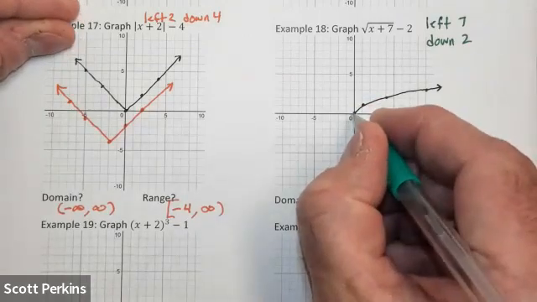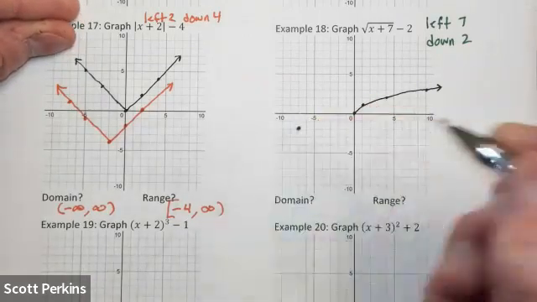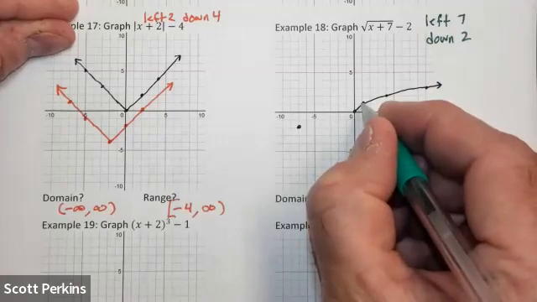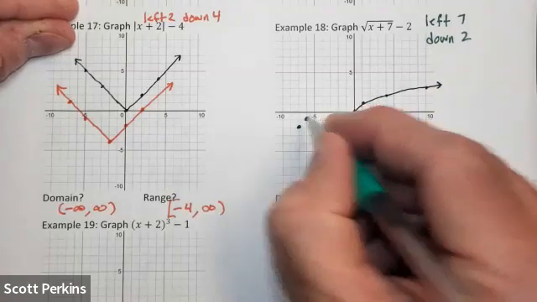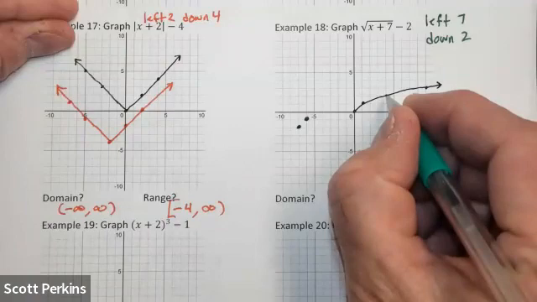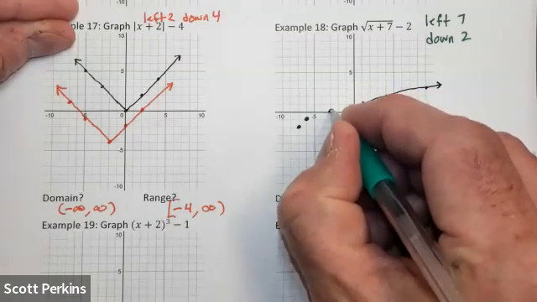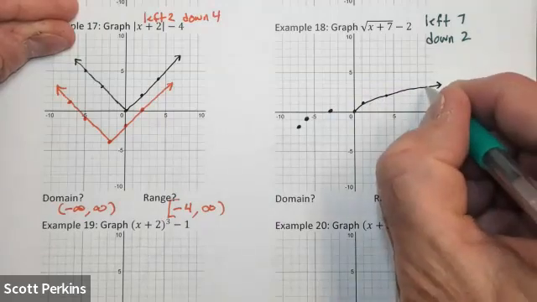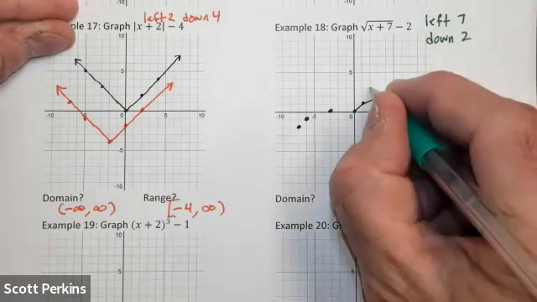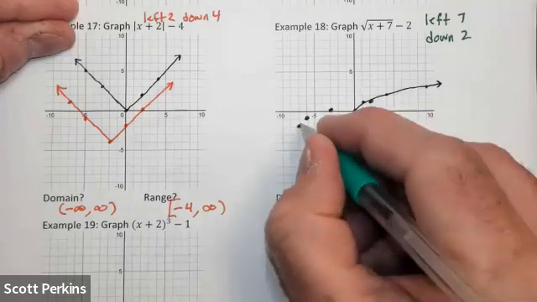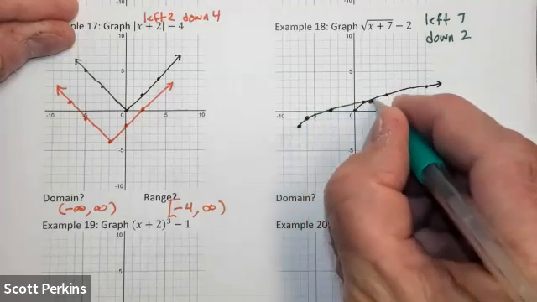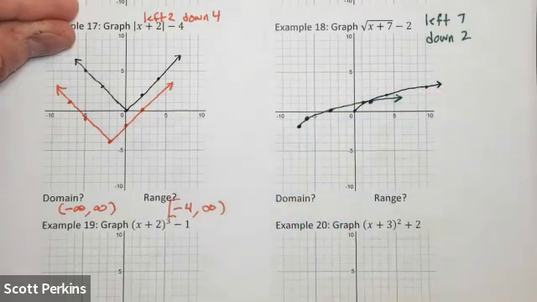So the origin, I'm going to go left 7 and down 2 to right here. The point 1, 1, we're going to go left 7 and down 2 to right here. This point that is 4, 2 is going to go left 7 and down 2, so right here. And last but not least, this point's going to go left 7 and then down 2 to right there. And so here is my new graph. The shape does not change. It's still the square root graph.